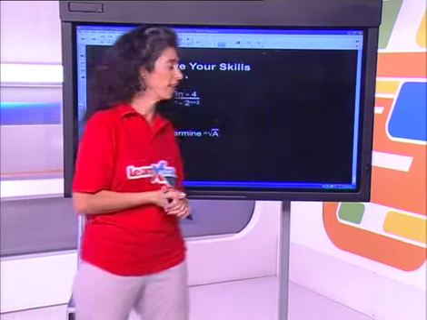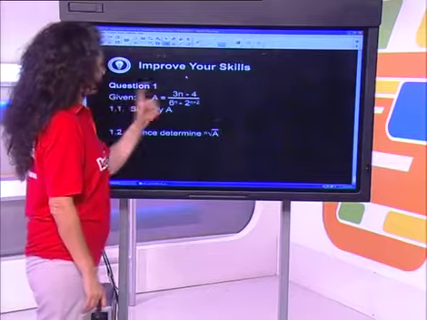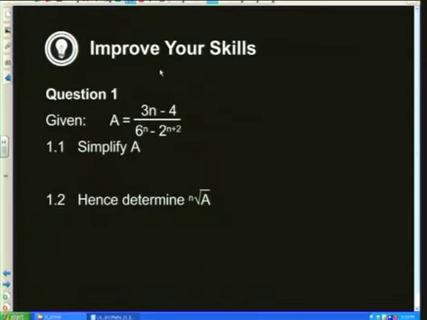Now it's time to get on with our lesson. So let's get to 1. If we're given that a is the fraction 3 to the n minus 4 divided by 6 to the n minus 2 to the n plus 2, how would we simplify a? And I'm just going to edit this slightly because this numerator should actually say 3 to the n minus 4.